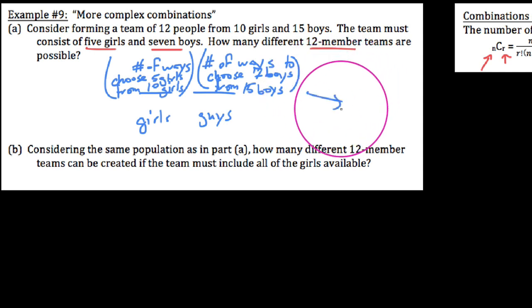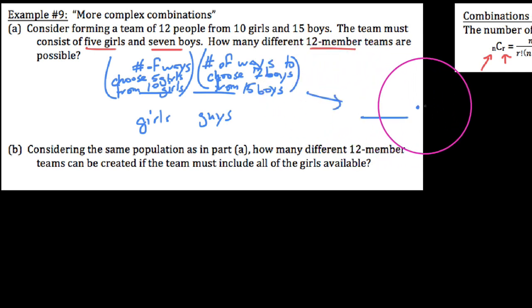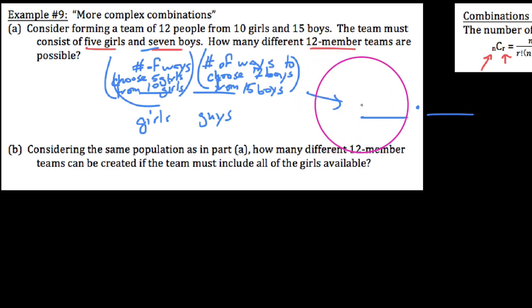I'm going to transplant my work over here, but essentially when we're choosing boys from a group of boys or girls from a group of girls, order doesn't matter. We're not finishing a race or choosing a president or vice president or selecting offices. So we say, consider forming a team of 12 people from 10 girls and 15 boys. The team must consist of 5 girls and 7 boys. How many ways exist to choose 5 girls from 10 girls if order doesn't matter?